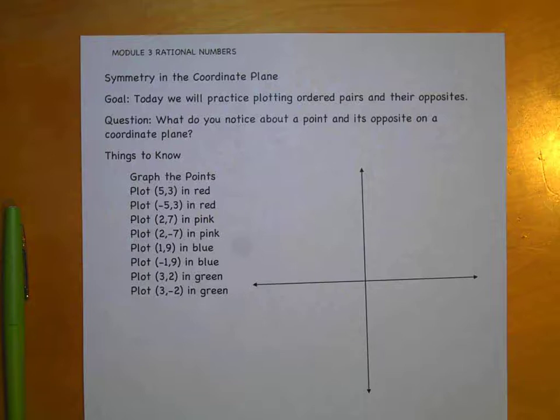So things to know, it says graph the points. We have to be very specific in our color choice because the directions say that we have to use a specific color. So I'm going to try to find all of those colors as we go. It looks like the only one I'm missing is pink, so I'll have to dig and see if I can find a pink.